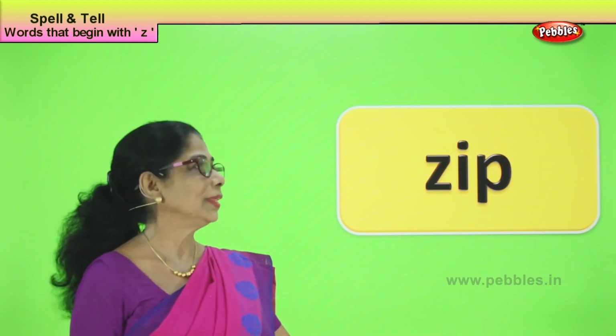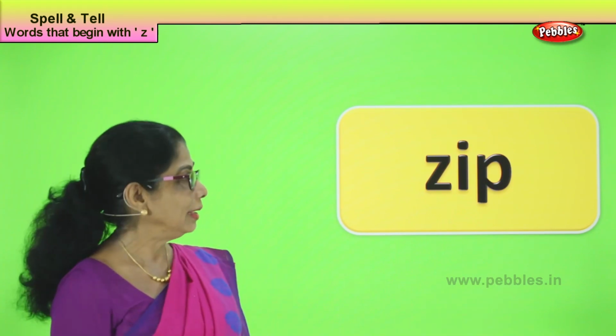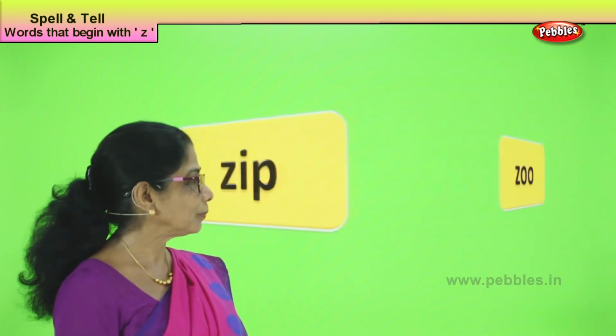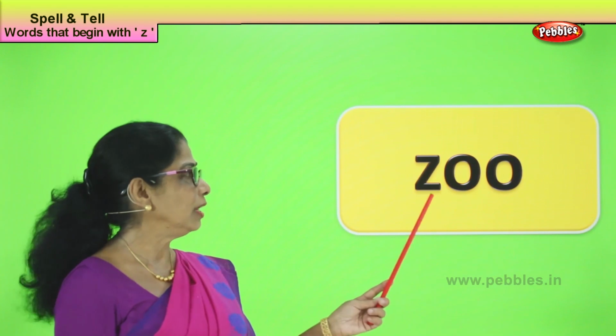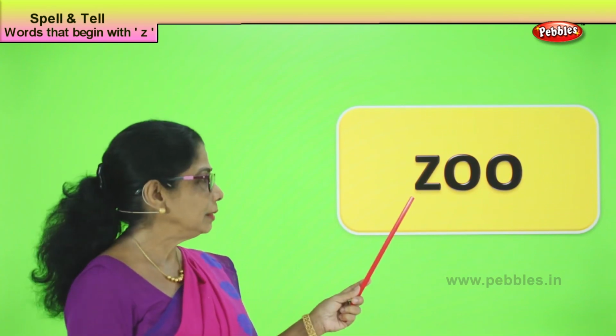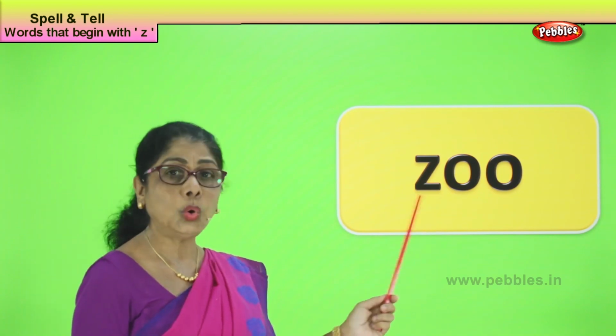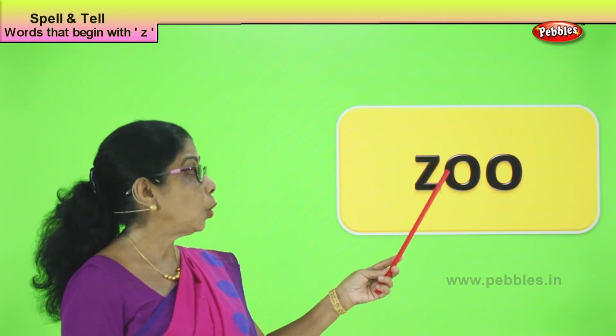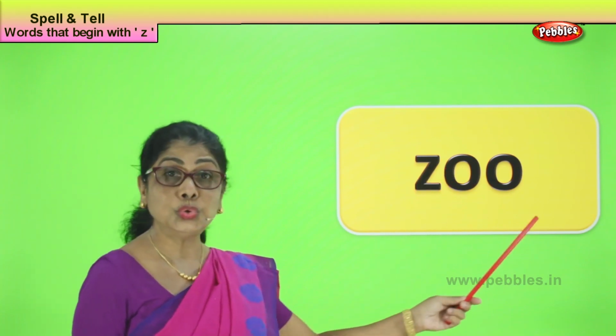Very good. Now, let's go to another interesting word in letter Z. You love, I'm sure you love to go to this place. What word is this? Z, O, O, zoo.